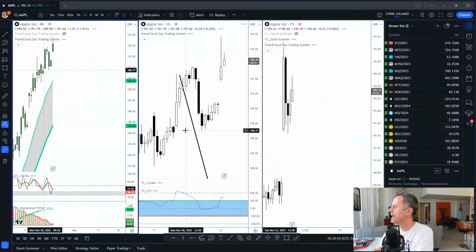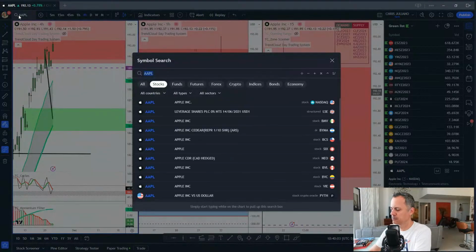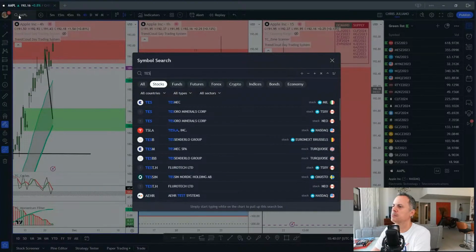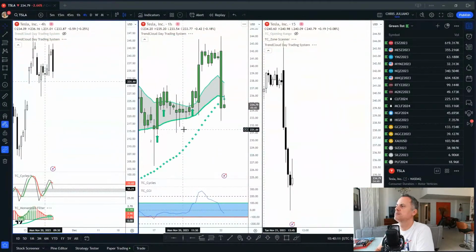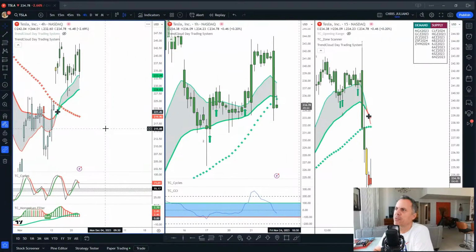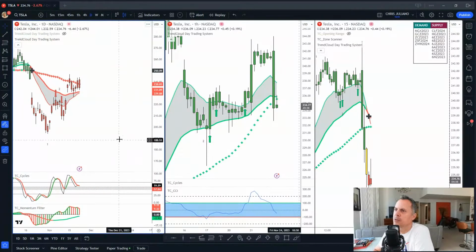Okay, let's just bring up Apple. Tesla, sure. Let's do Tesla. Where is it? Tesla. Let's bring up Tesla. Okay, so stocks, we like to use the daily chart, right?